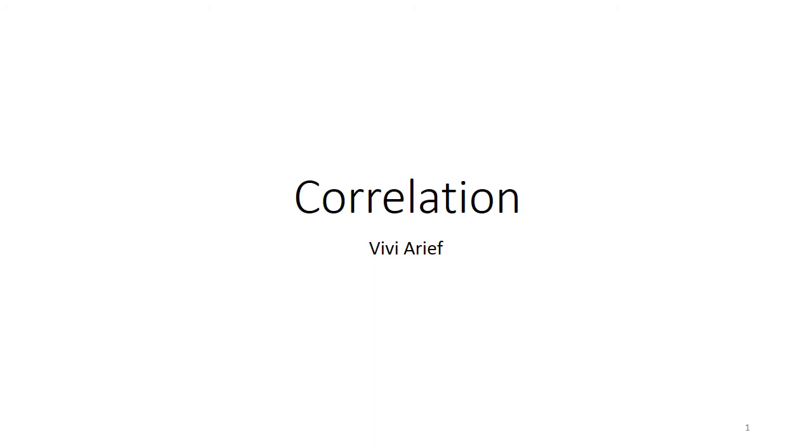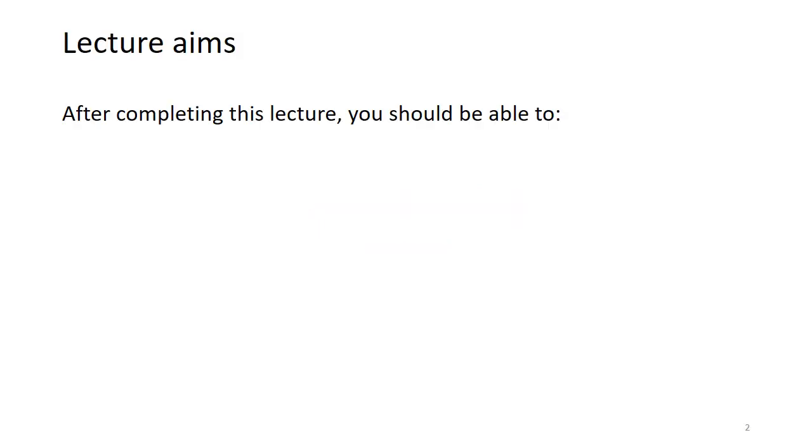Hello everyone. We can use a scatter plot to look for a pattern in the relationship between two quantitative variables. We can calculate a correlation coefficient to quantify the strength and the direction of a linear relationship between these two quantitative variables. These are the aims of the lecture.